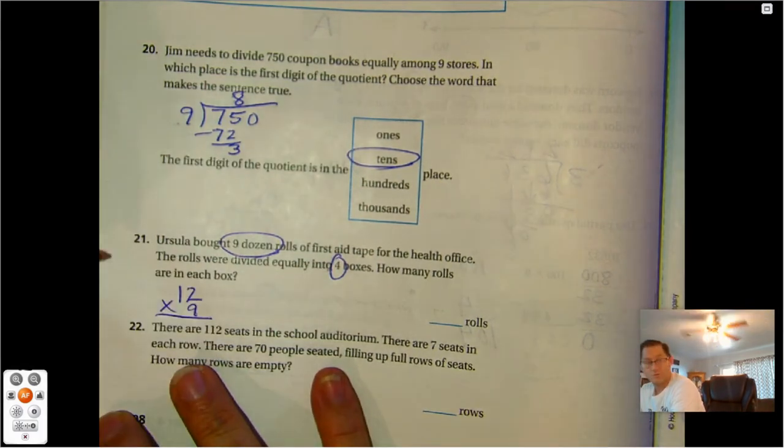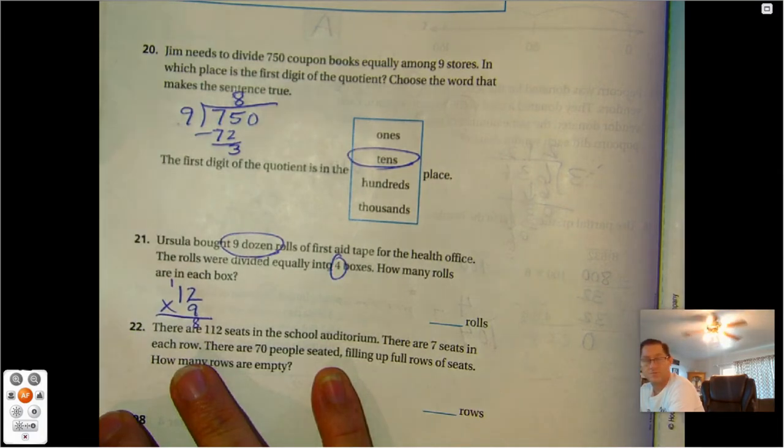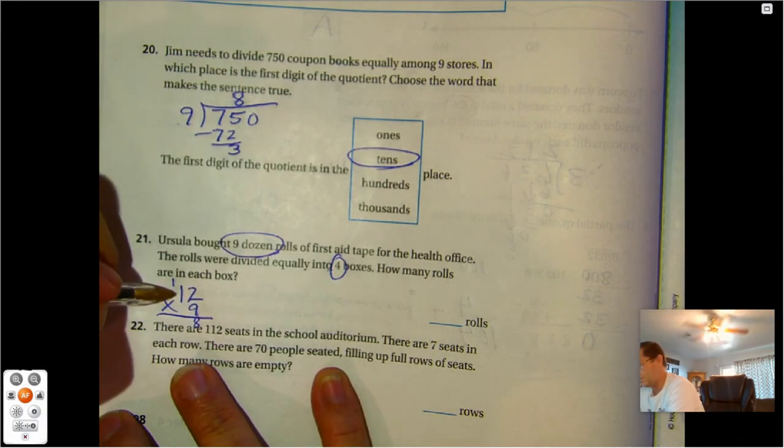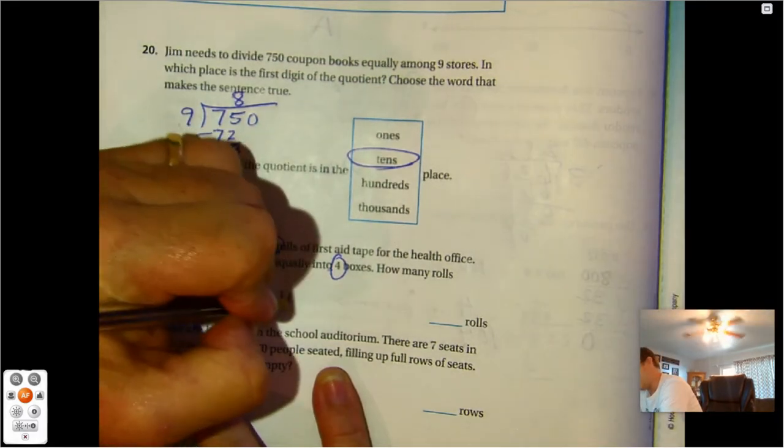So 9 times 2 is 18. I'm going to regroup that as 10 and 8 ones. 9 times 1 ten is 9 tens. Plus the regrouped is 108. Now let's share that with the 4 boxes.